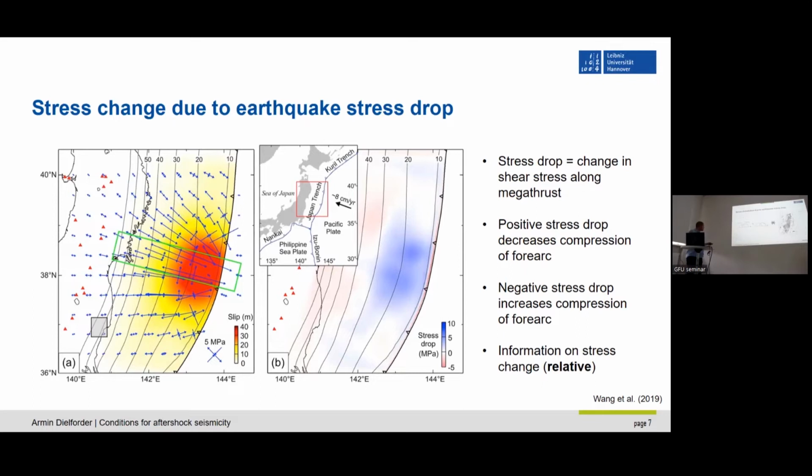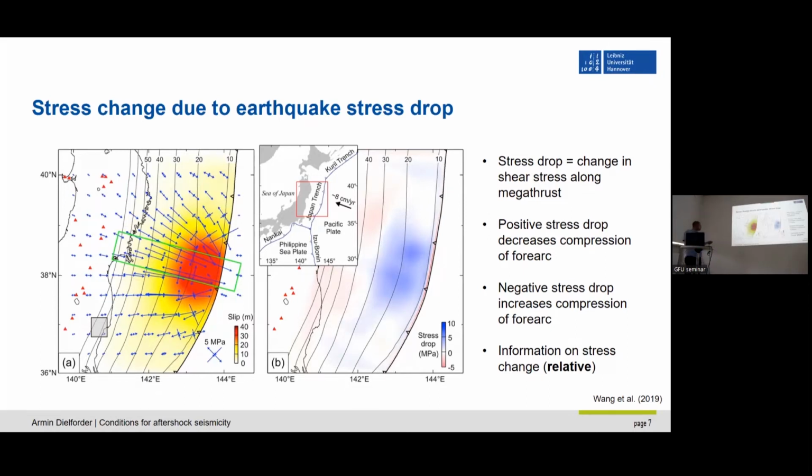And then you have the boundary regions of the slip area in which the rupture is arrested. In this area, we have a post-seismic strengthening and an increase in shear stress, and that increases the compression of the forearc. So overall, this stress change along the plate boundary fault also changes the stress in the overlying forearc. If we want to understand the aftershock seismicity in the forearc, we must understand this stress change, because it shows us what changed and what the seismic reaction is.